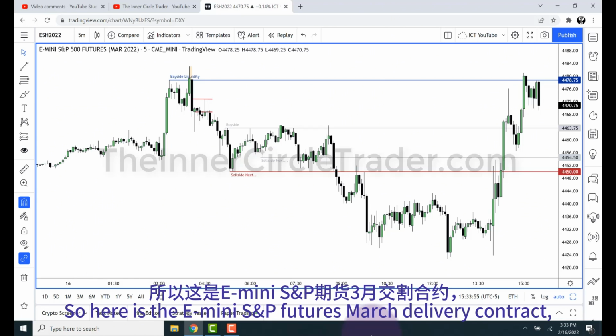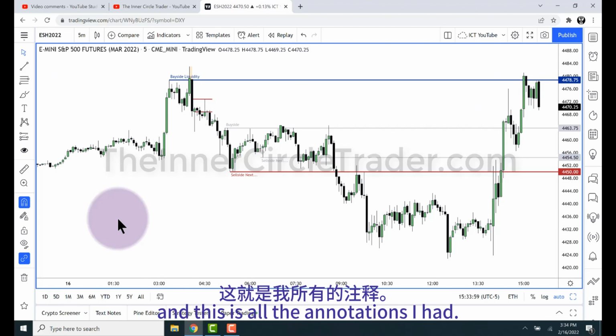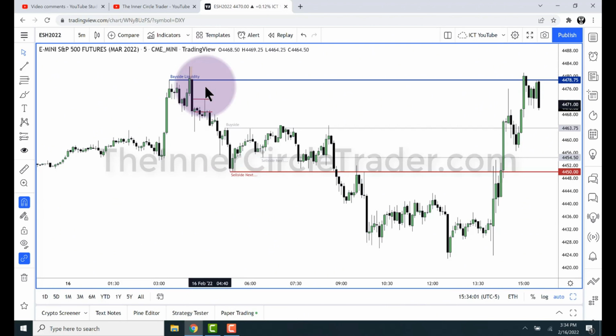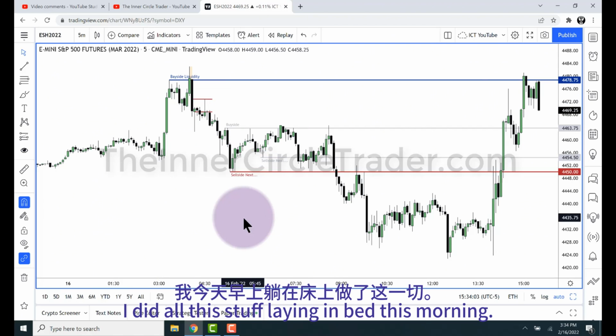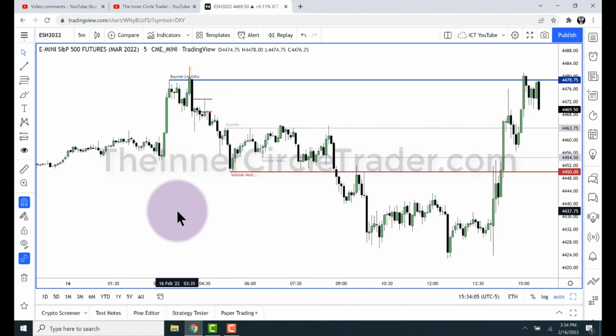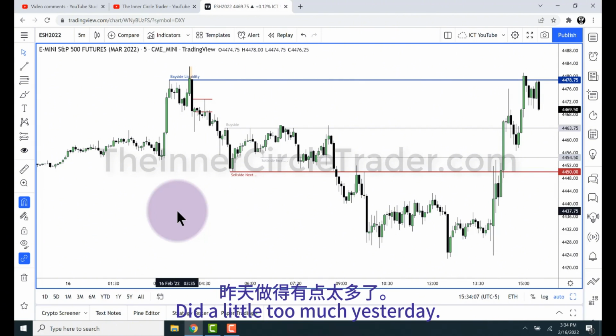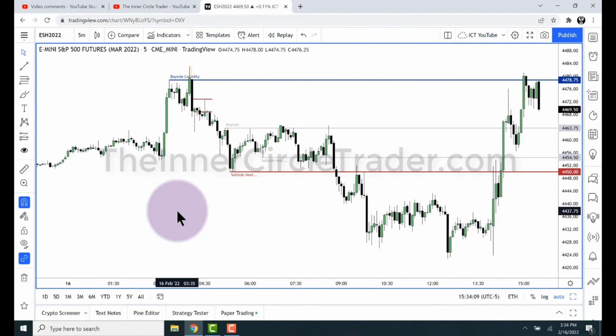All right, so here is the E-mini S&P futures March delivery contract, and this is all of the annotations I had. I did all this stuff laying in bed this morning. I just did not want to get up. Back was killing me. Did a little too much yesterday, and I'm paying for it. Old age is kicking in.